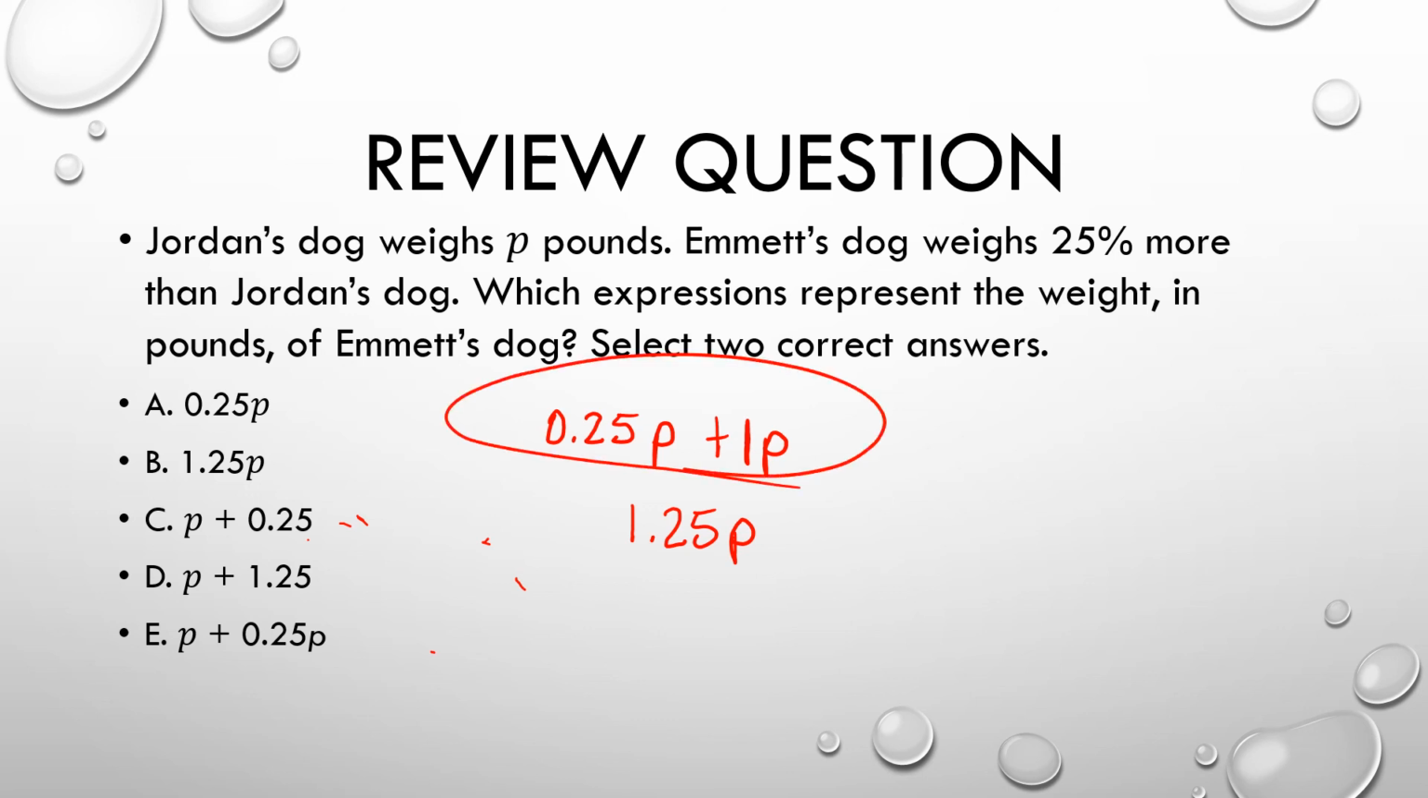Okay, so we need to see which ones of these are the same thing. Well, obviously we can add this in any order. So that is the same as answer choice E. We've just flipped it around. And then we know that we can combine those like terms to 1.25P, which is the same as answer choice B. So the two correct answers were B and E.